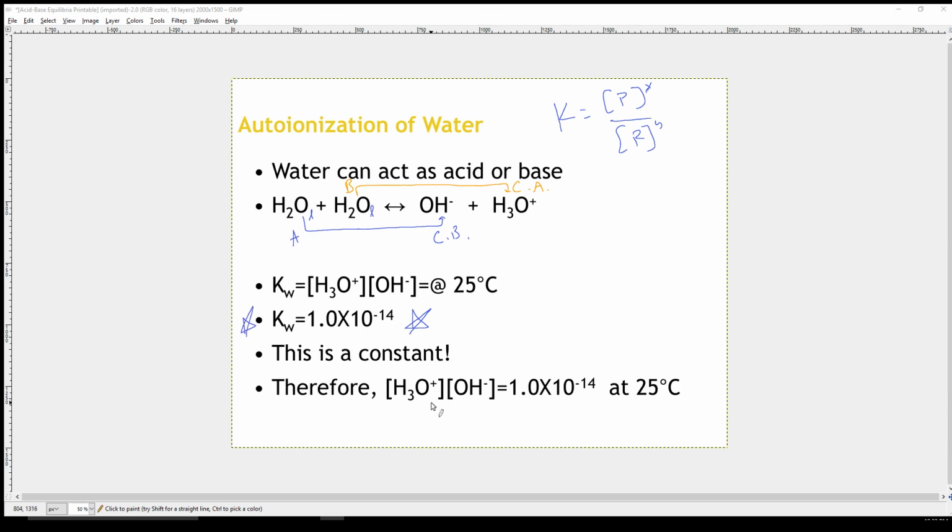So we could state that the concentration of hydronium times the concentration of hydroxide is equal to 1.0 times 10 to the negative 14th at 25 degrees C. The other way to write this is the concentration of hydrogen times hydroxide. Same thing. So this is super duper important. Trust me, you will use it a lot.